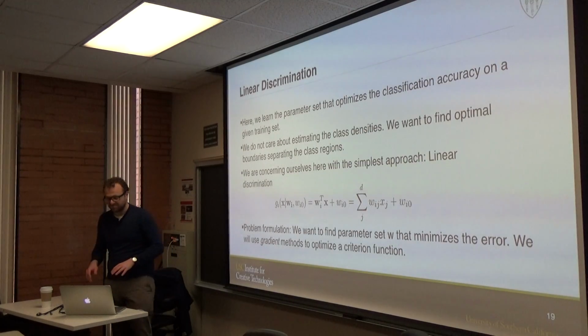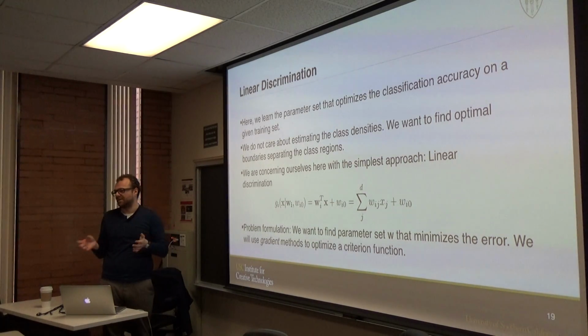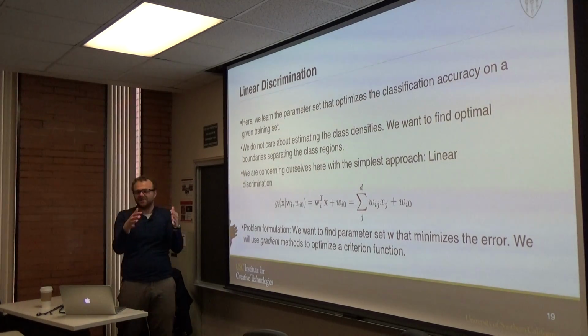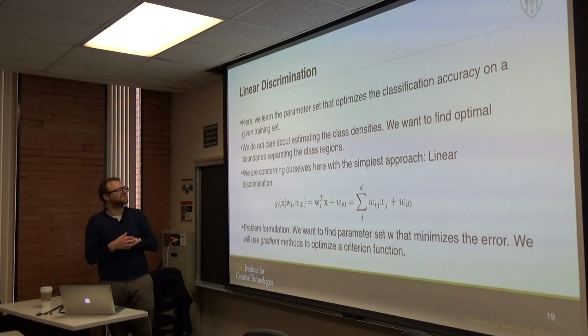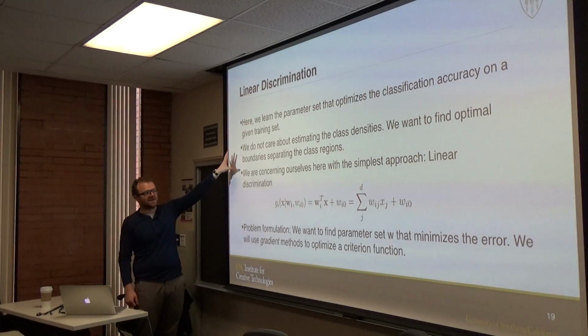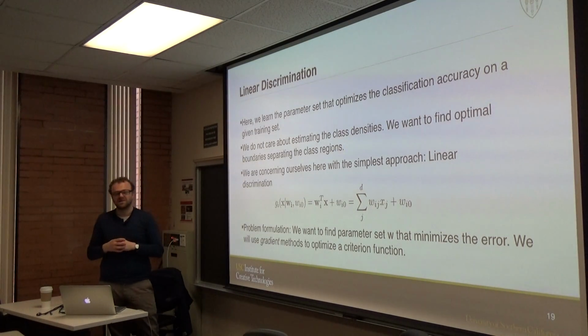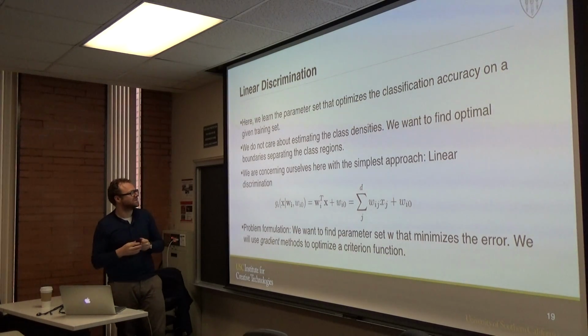Okay, so we need to learn the parameter set that optimizes the classification accuracy given the training set. Obvious, right? We have the same training set as before, and we need to identify how these parameters work. We don't care about estimating class densities. We just want to find a line to separate the classes, okay? Or a curve or a region that separates out our classes. No more density estimation, like in naive Bayes, for example.